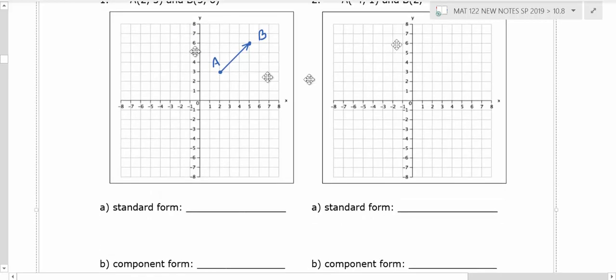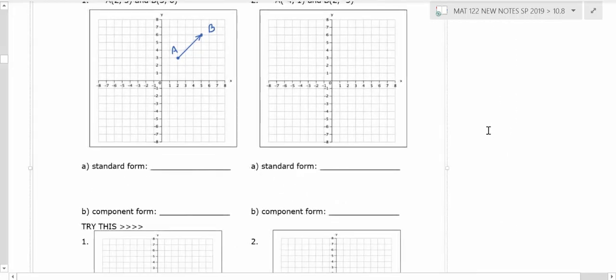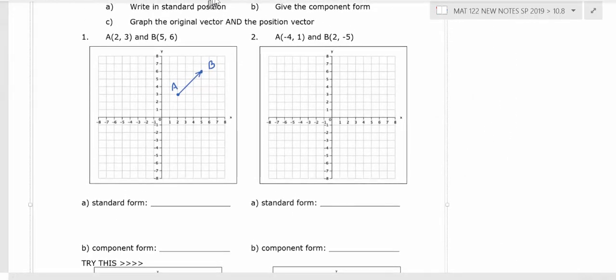So the way you put this in standard form is basically like this. What you do is you calculate like this. You just take the x components, so you do 5 minus 2 in that order. And then you do 6 minus 3 in that order. Whoops, why is this thing screwing up like that?